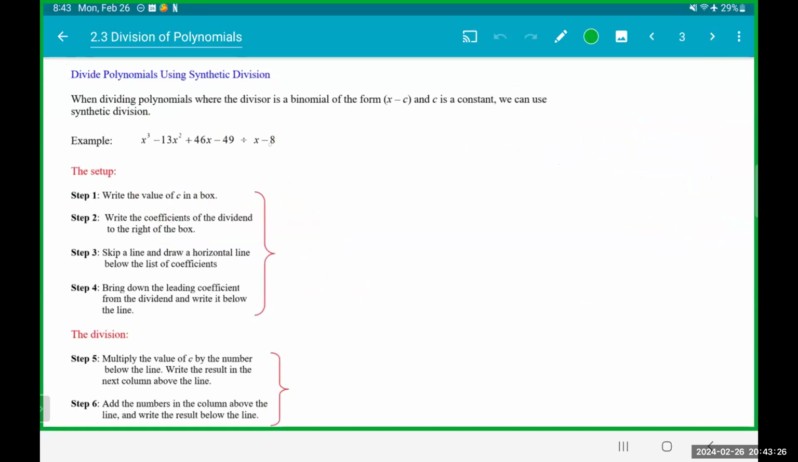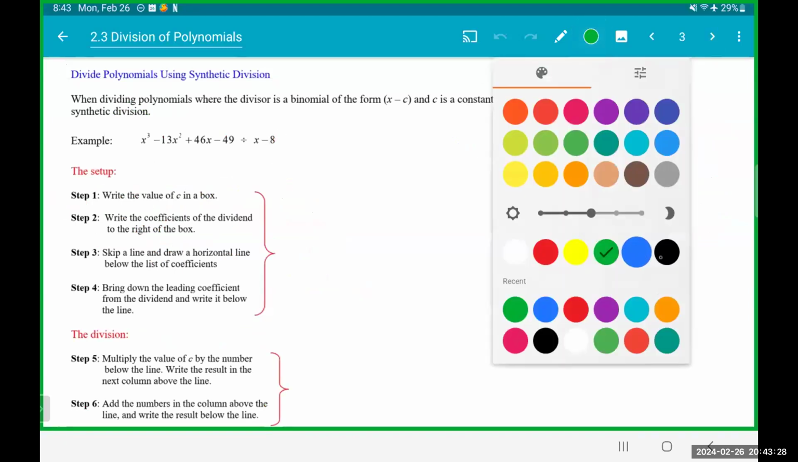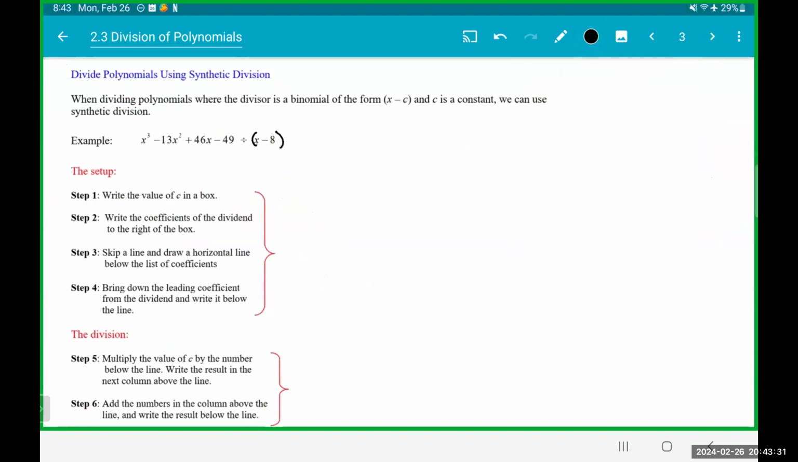So in this case, we're going to be looking at x minus 8. That's linear. It's in the form of x minus c, so we can use synthetic division here. The first thing we want to do is write our value c in a box. In this case, this is x minus 8, so c equals 8. So we're going to write our c value in this box here. It's half of a box.